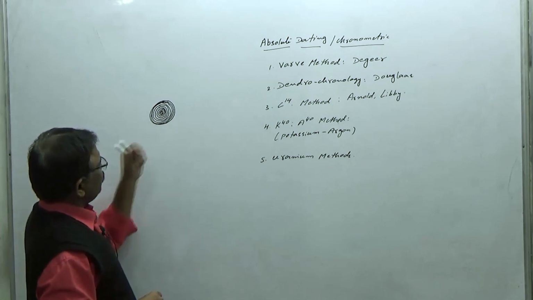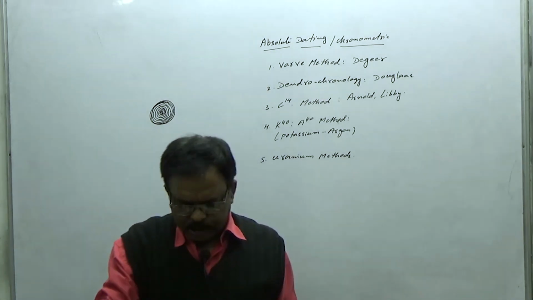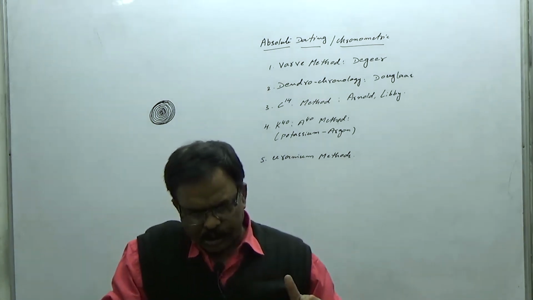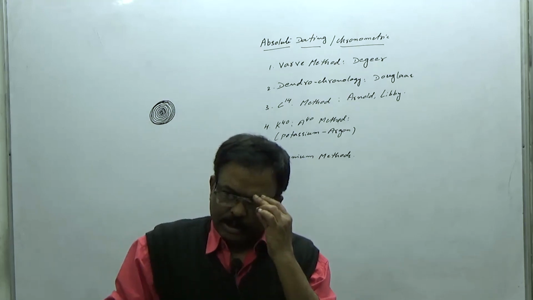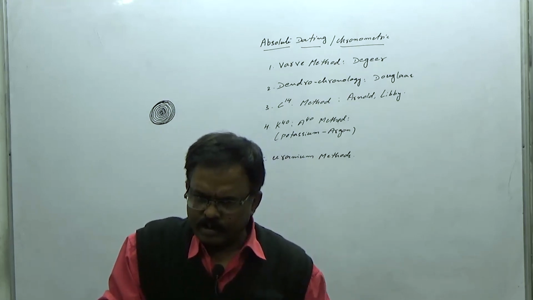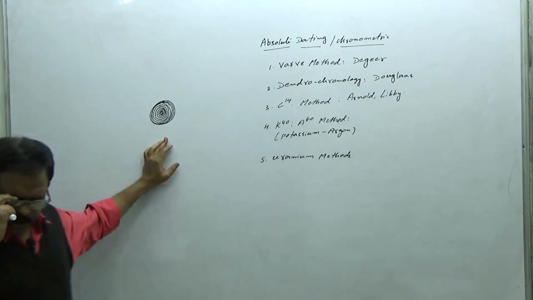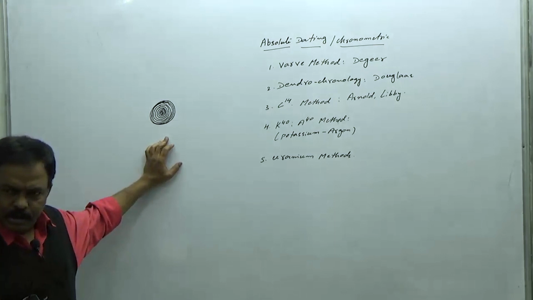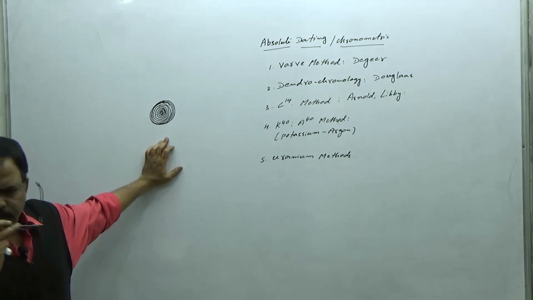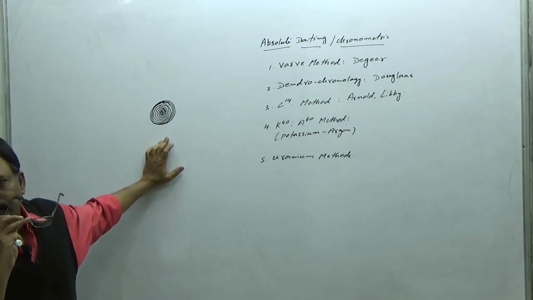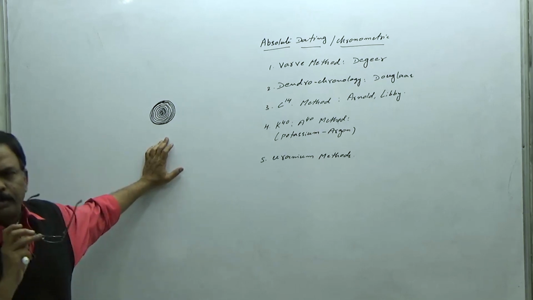First, this is the botanical method. This method is useful to analyze the age of wooden monuments. It is also useful to analyze the age of a fossil if that fossil is available along with any wooden monument. That means directly it is useful to analyze the age of wooden monuments only.